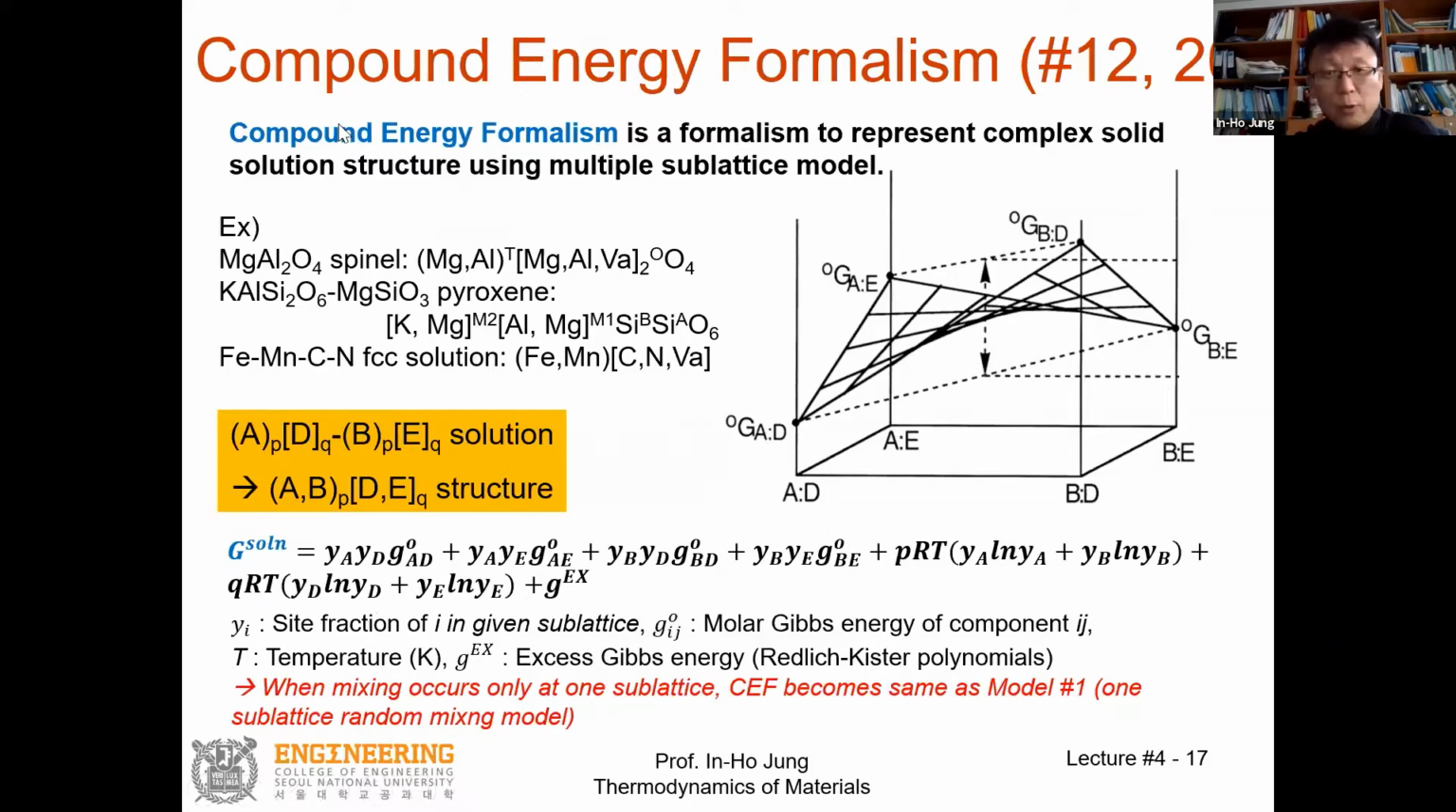Okay. So compound energy formalism is nothing but it has more than 2 sublattices. But for each sublattice we assume a random mixing model. So it's kind of the 1 sublattice random mixing model we learned, model number 1, and this is more than 1 sublattice random mixing model. So typically, when you have more than 2 sublattices, we have to use this compound energy formalism. This is one of the most popular formalisms or models we are using for the solid solution.